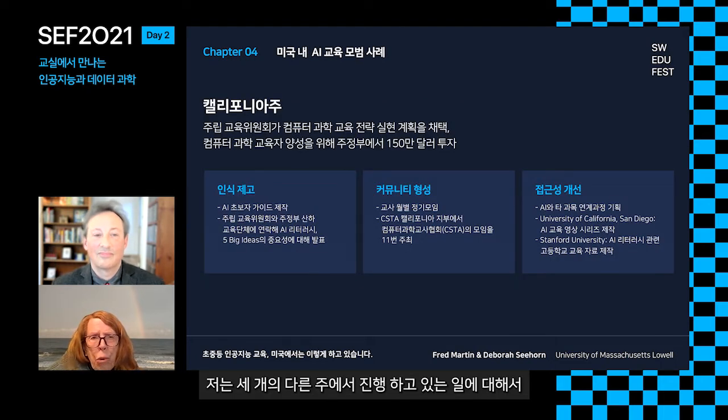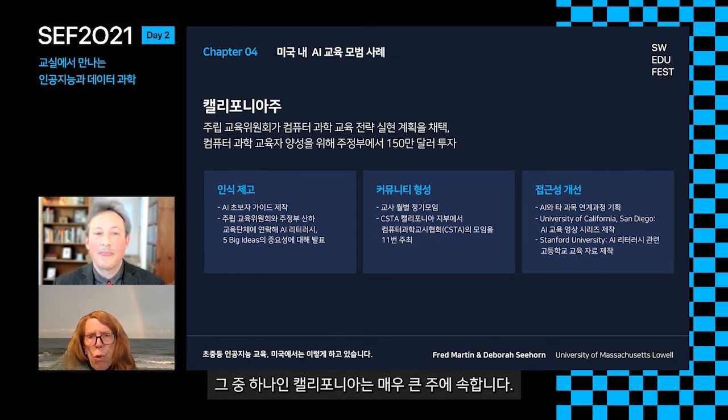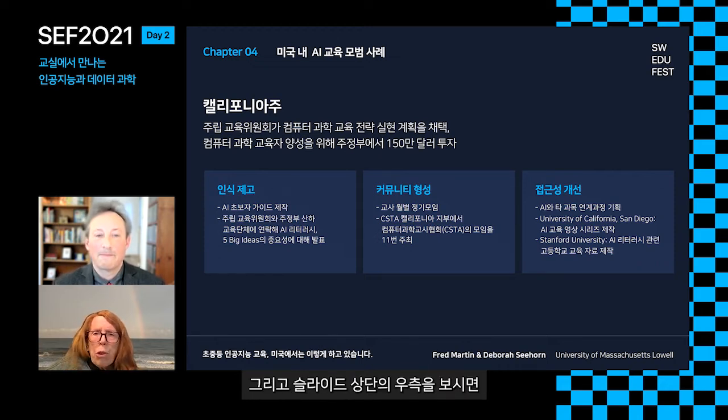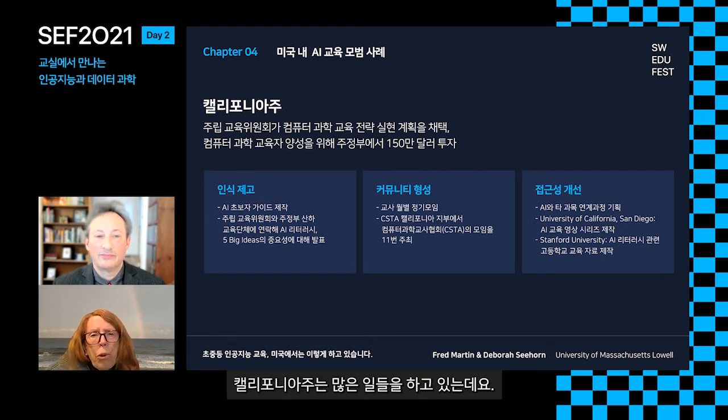You can find more information about this at the URL that's listed in the last bullet on that slide. I wanted to share with you what 3 different states are doing. One of the states, California, is a very large state, and they have their little logo up in the top of this slide in the right-hand corner.